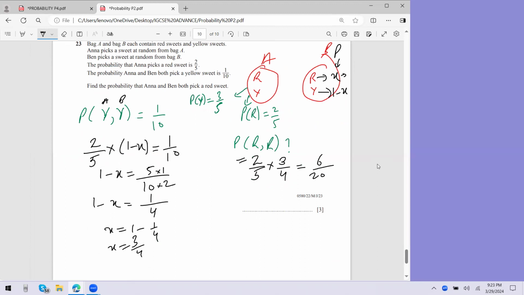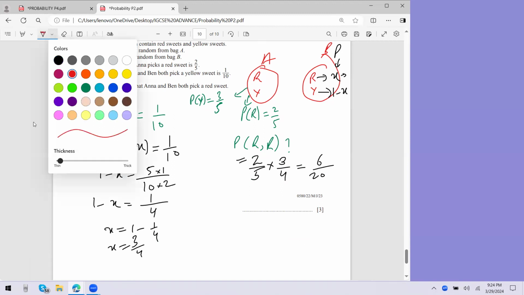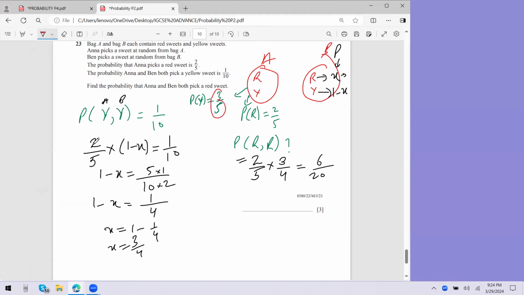Yeah, I made a... okay, no, wait. Red is 2 by 5. Yellow is 2 by 5. Yeah, I made a mistake. You can see here that the probability of yellow was 3 by 5, but I wrote it as 2 by 5 by mistake. So let's edit that. Yellow is 3 by 5.